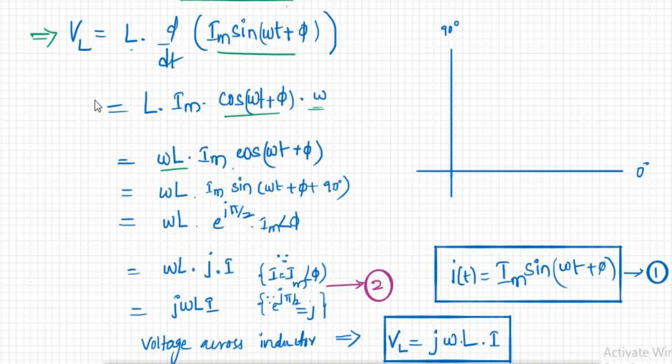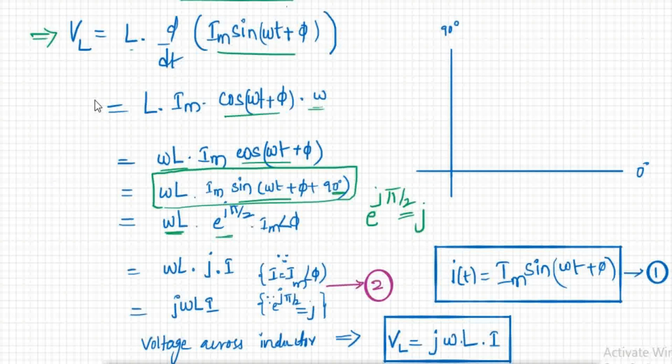So you can also write this cos in terms of sin, that is omega L Im cos(omega t plus pi) can be represented with sin(omega t plus pi plus 90 degrees). And this entire expression can be represented with the phasor representation of our sinusoidal waveform, that is omega L will be the same, but this Im sin(omega t plus pi plus 90 degrees) will be represented with e power j pi by 2 into Im at an angle of pi.